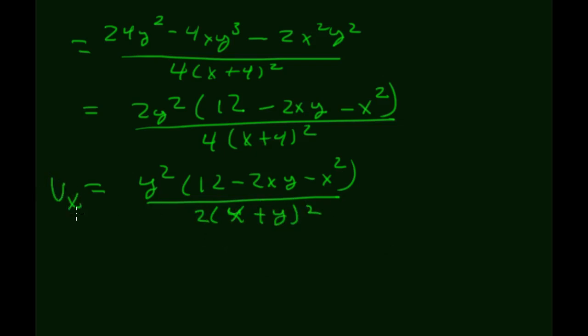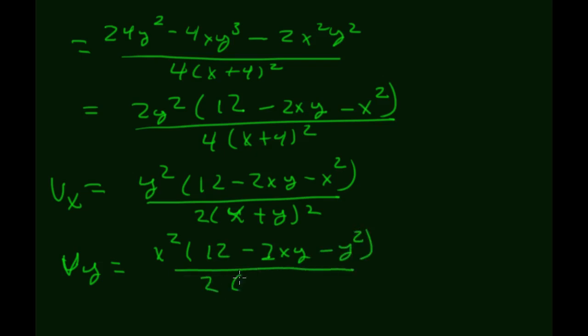So this is Vx. You can get Vy because there's symmetry here without doing a whole lot of work. It's just going to be switch the x's and the y's. X squared 12 minus 2xy minus y squared over 2 times x plus y squared.